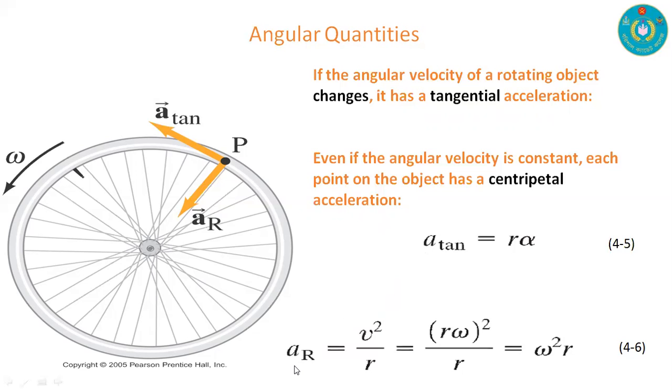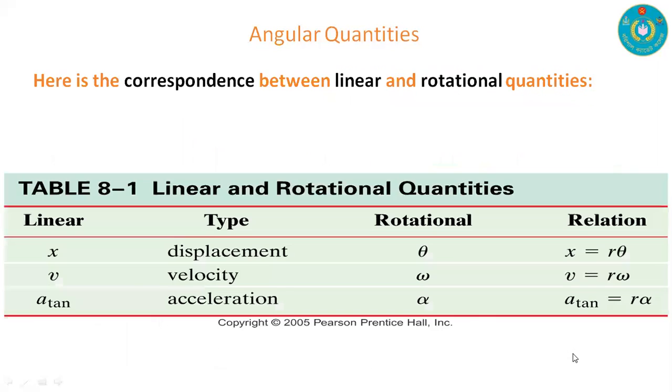And we have the equation a_r, where a_r is centripetal acceleration. Centripetal acceleration is equal to v square by r, and previously we know that v is equal to r omega. By putting this value there, we have the equation a_r equals r omega whole square divided by r. And finally, for centripetal acceleration, we have the equation a_r equals omega square r.